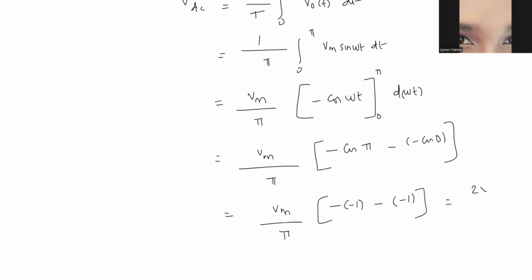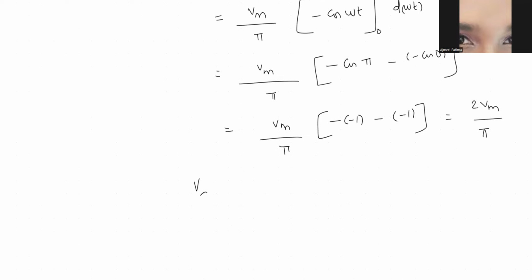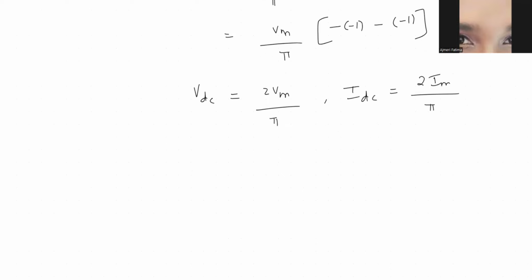What is this value you got? VDC is equal to 2 Vm by pi. Similarly, I can write IDC will be 2 Im by pi. So this was my average value or DC value. Now we are going to find RMS value. RMS value is nothing but called as AC value. So how will you find RMS value?